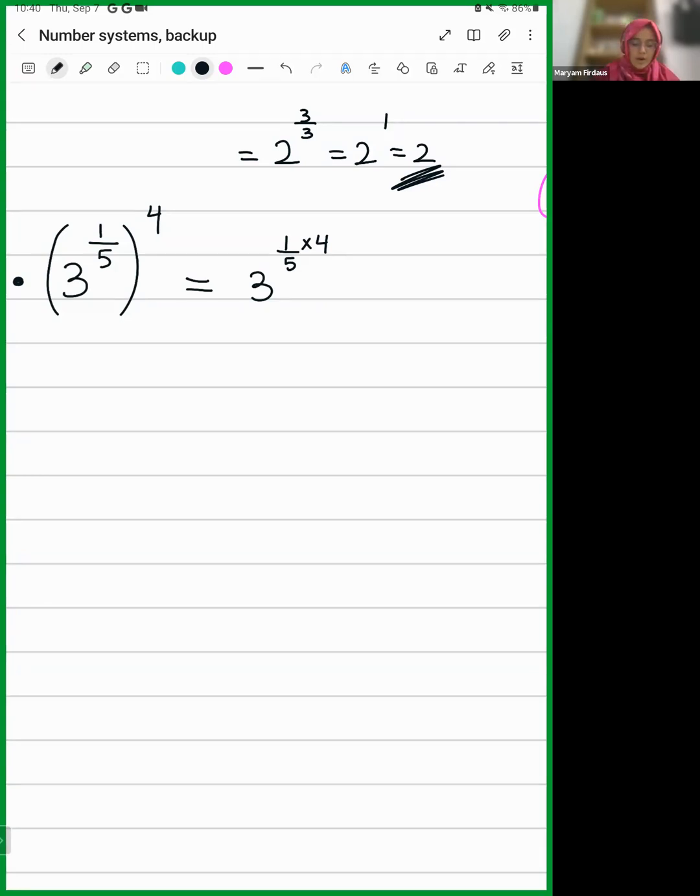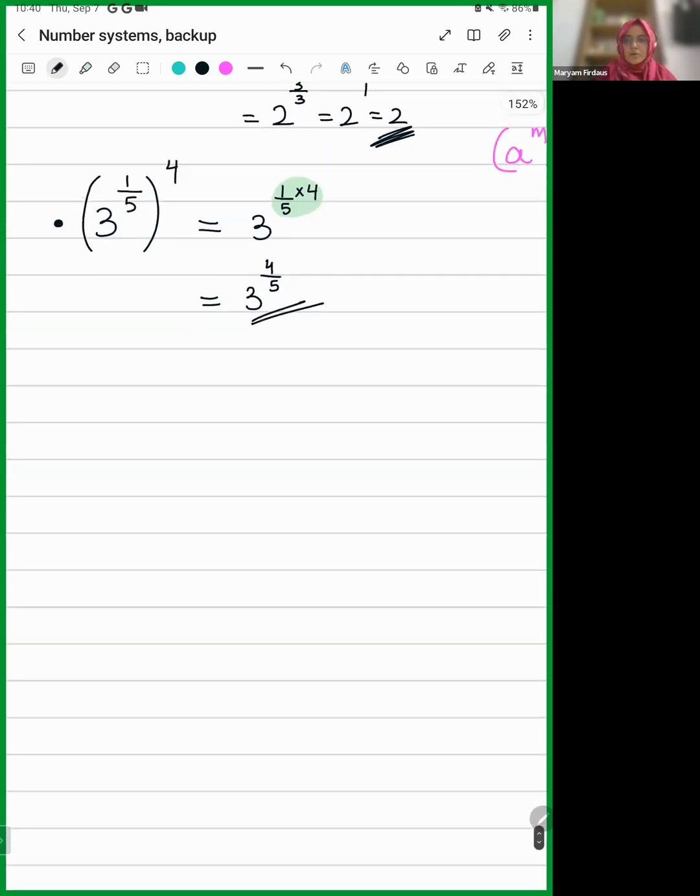Okay. So now, Munir, what is the exponent part of this going to become? Yes, 3 to the power 4 by 5. Now, 3 to the power 4 by 5. How do we solve this? Well, there's no need to solve it. You can just leave it as it is. So this is just 3 to the power 4 by 5. Okay. Now, let's do one more.